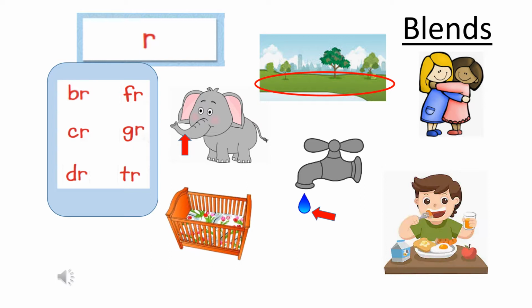The elephant's trunk is the TR blend, trunk. The grass in the park is the GR blend, grass. The 2 girls are friends. That's the FR blend, friends. The boy is eating his breakfast. That's the BR blend, breakfast. And the water is dripping, drip. That's the DR blend, drip. The baby sleeps in a crib. That's the CR blend, crib.